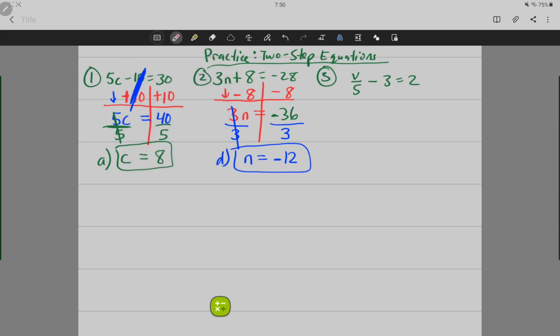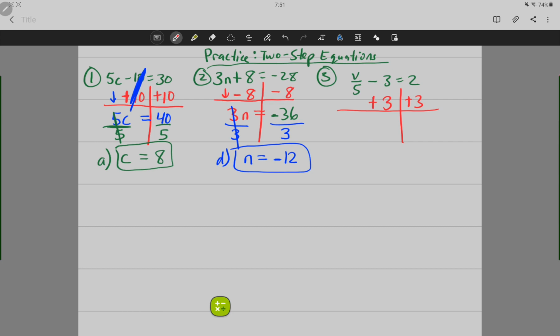Okay, number 3. This time we have a fraction. Okay, changing up a little. v over 5 minus 3 equals 2. Same steps, equal sign, draw the line. Next, we want to get our variable v by itself, isolated on the left side. But if you notice, it says minus 3, or negative 3. So the inverse, or opposite of subtracting, is addition. So we need to add 3. And whatever we do on one side, balance by doing the same to the other.